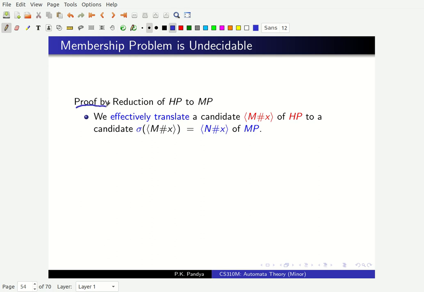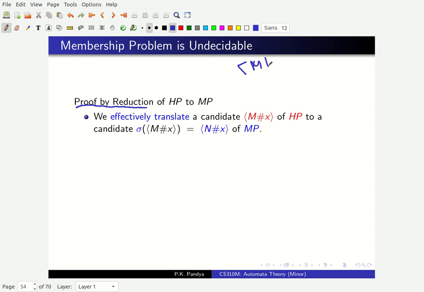So there are these two techniques to prove that languages are not recursive. One is by diagonalization, and the other is by reduction to known problems which are not recursive. So we will reduce HP to MP. In some sense, we will show that if you have the ability to solve MP, you have the ability to solve HP. And you already know you have no ability to solve HP. So you can't have the ability to solve MP, right?